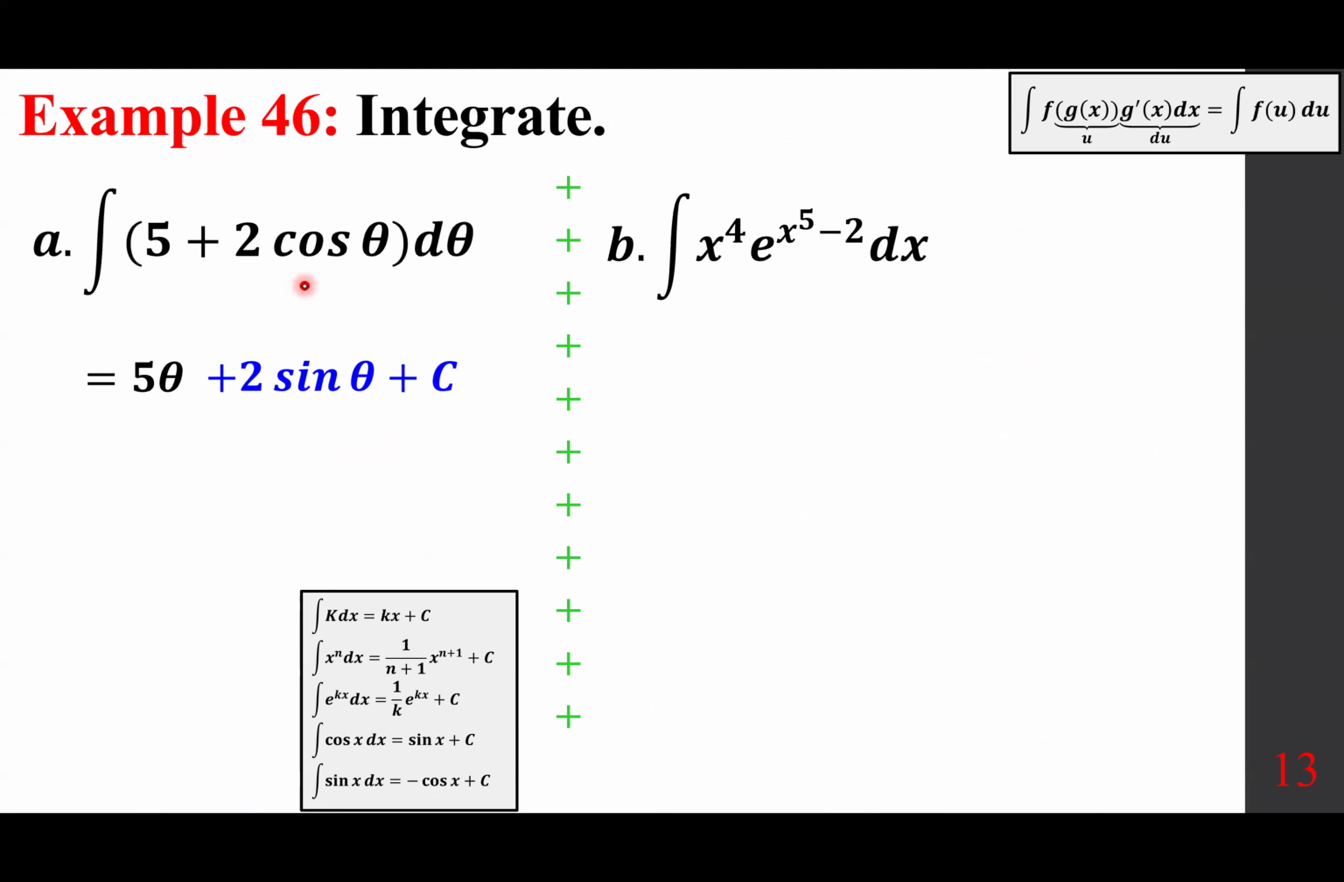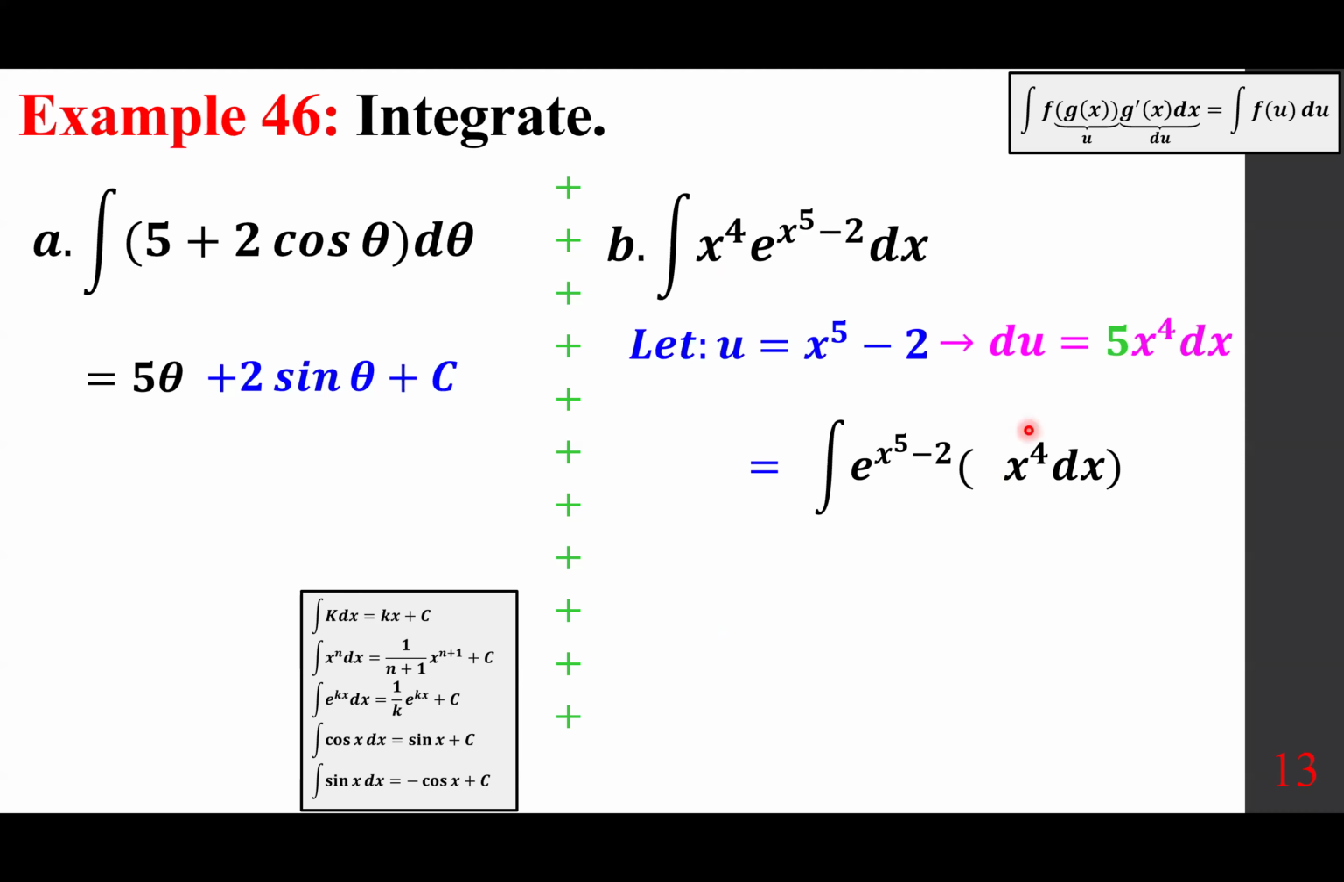What about this one? Anytime you have e involved, normally it's the exponent that is the choice of u. In this case, x to the power of 5 minus 2 is the choice of u. Its derivative is 5x to the power of 4. du is 5x to the power of 4 dx. So we're going to move x to the power of 4 so it becomes clear to the reader that 5 is the only one missing.